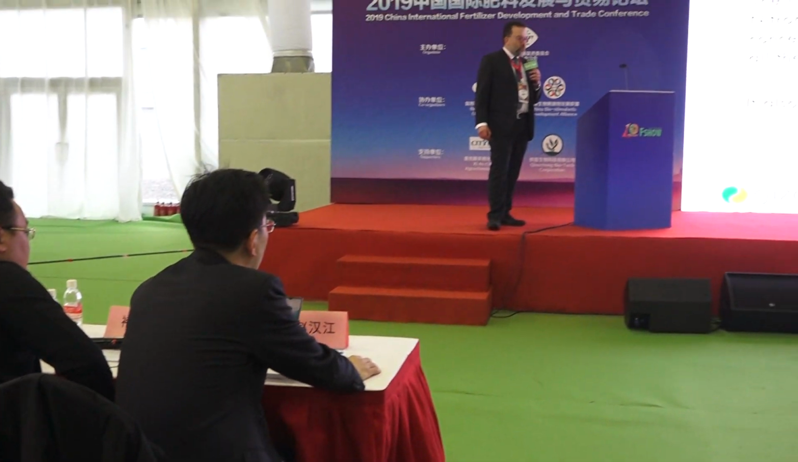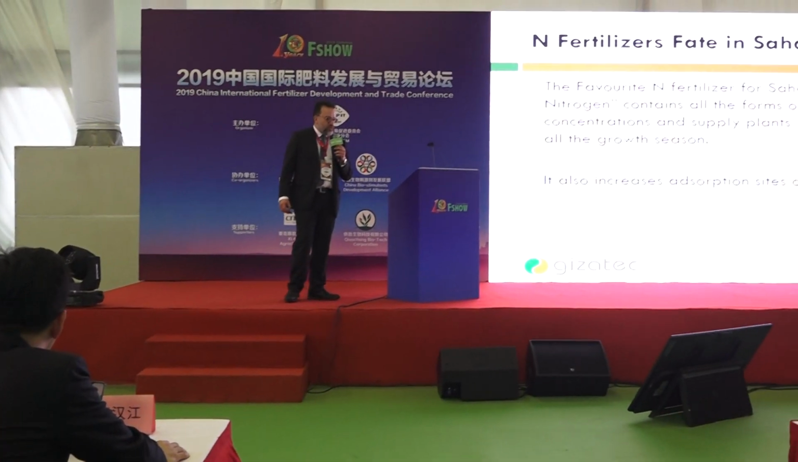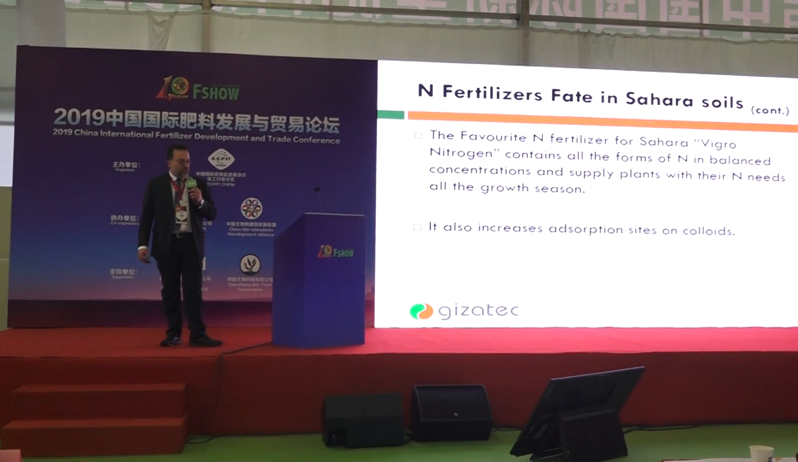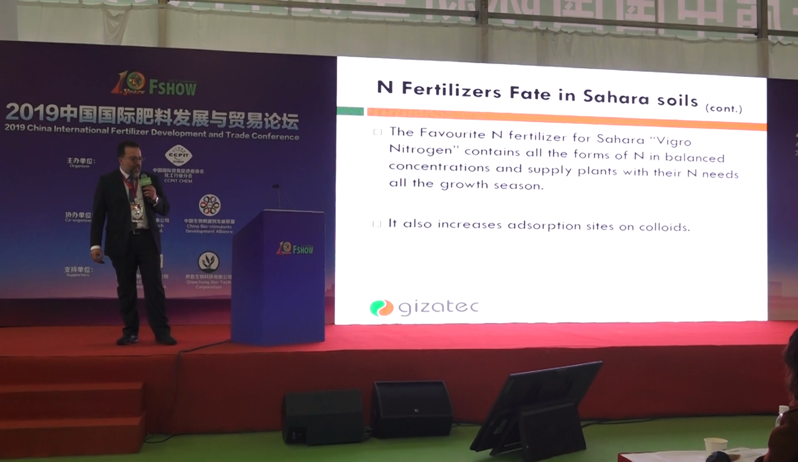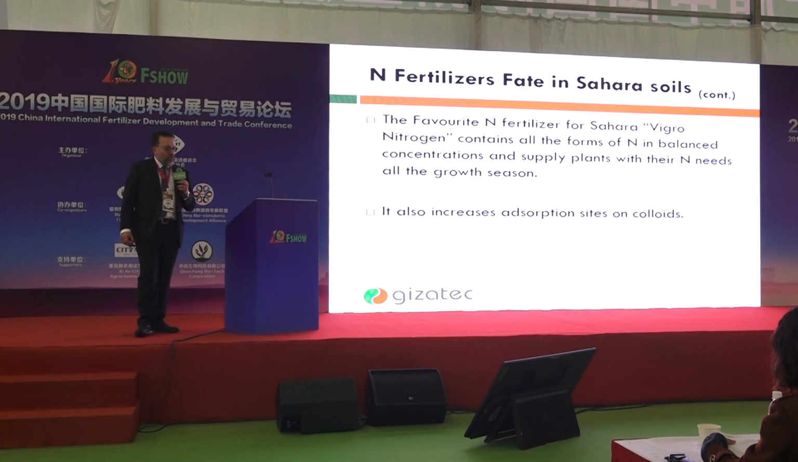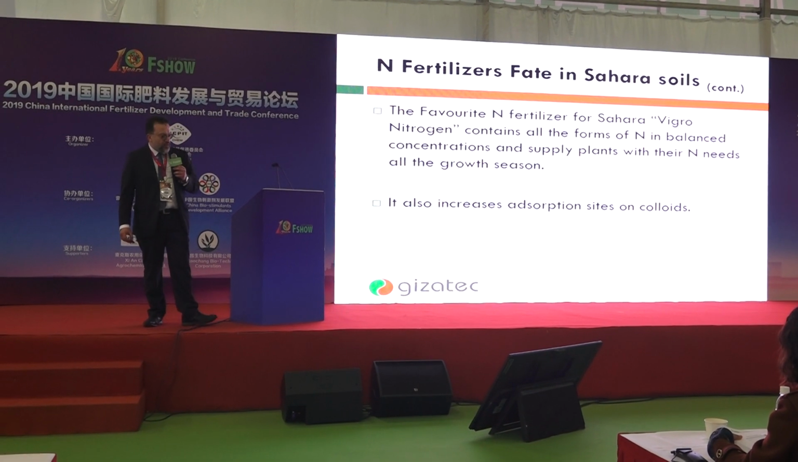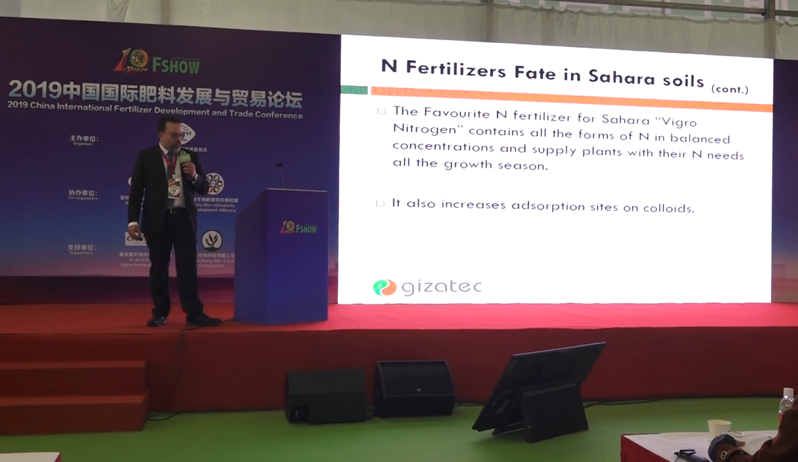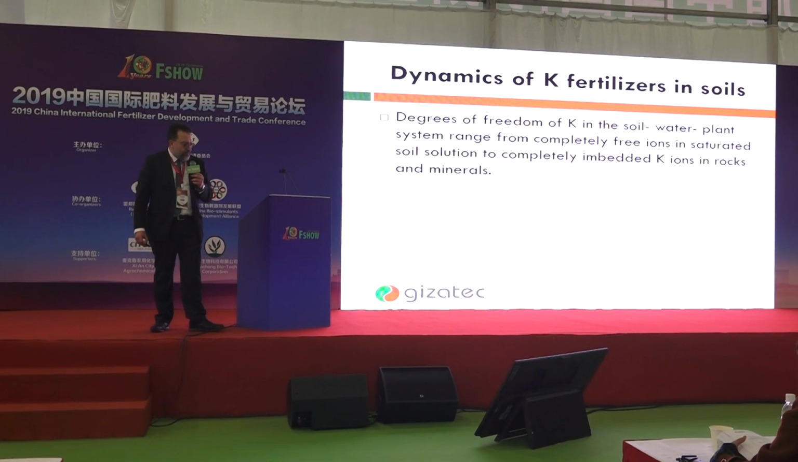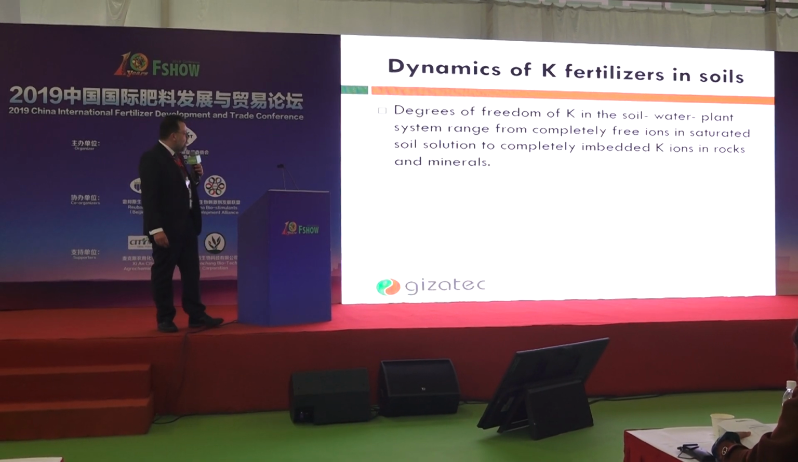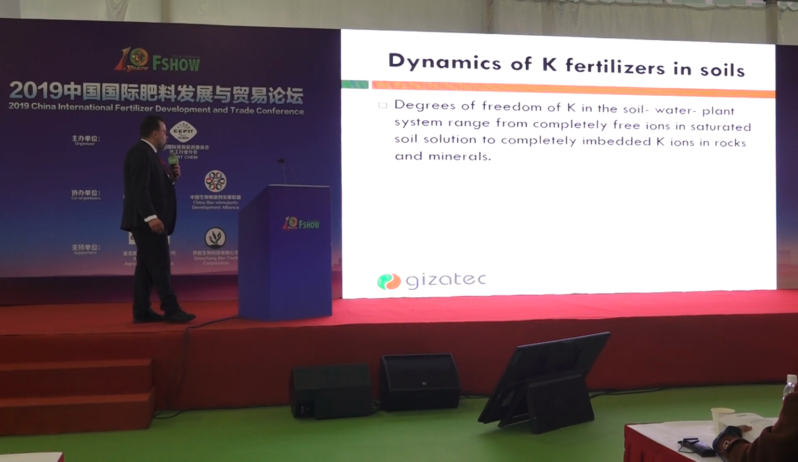The favorite nitrogen fertilizer of Sahara, Micronutrients, contains all forms of nitrogen in balanced concentration and supplies plants with their nitrogen needs all the growing season. It also increases absorption sites on colloids. Degree of freedom of potassium in the soil-water balance.